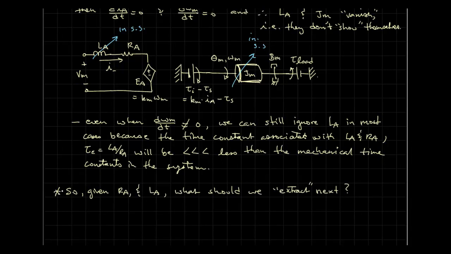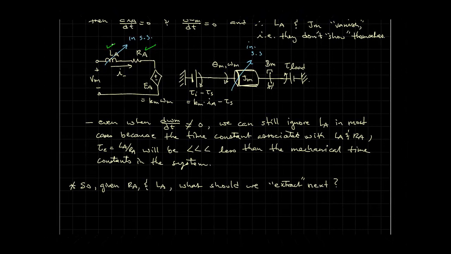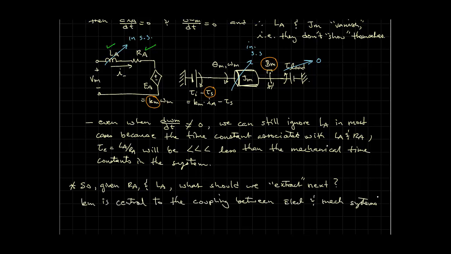So, given RA and LA, what should we extract next? Assume we have RA, we know LA, but we're going to be able to ignore that. And we are looking to identify Km, tau S, and Bm. We're assuming tau load is equal to 0. So of these three, which should we pursue first?